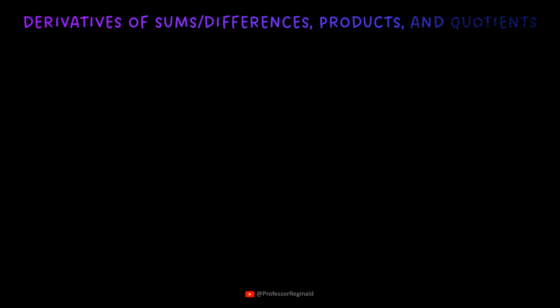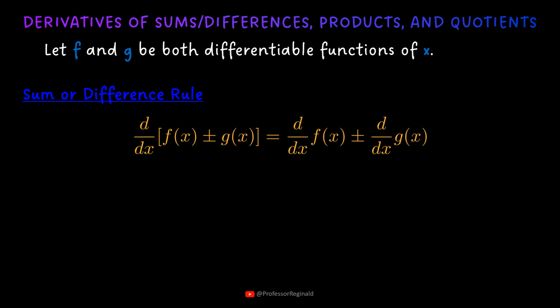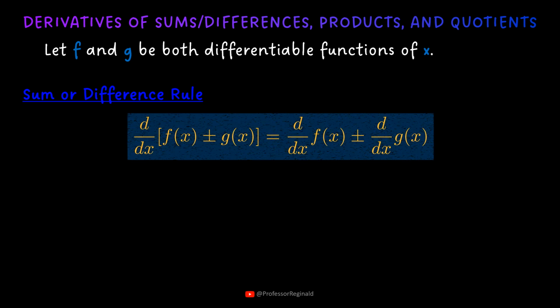Derivatives of sums or differences, products, and quotients. Let f and g be both differentiable functions of x. Sum or difference rule. The derivative of a sum or difference is the sum or difference of the derivatives. In other words, the derivative is distributive over addition and subtraction.